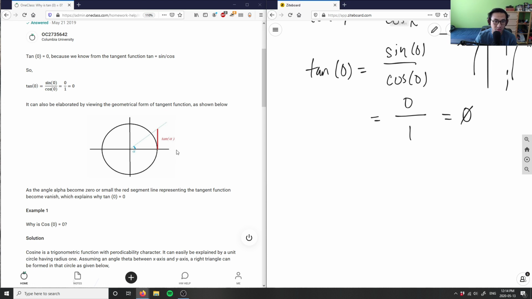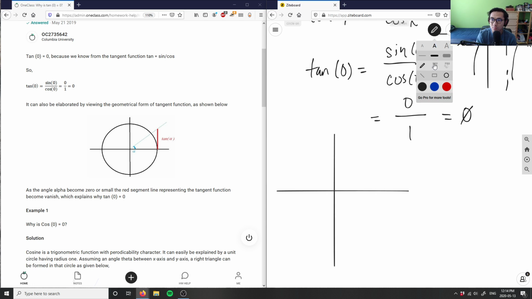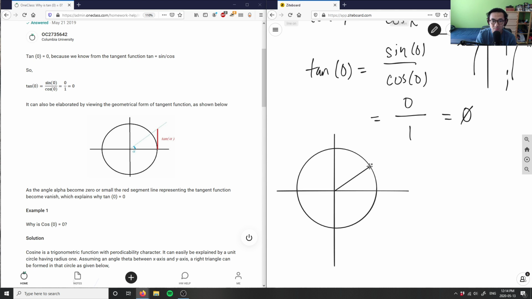And as you can see, they did a unit circle here. They have some type of triangle. So let me draw this out for you because it might look blurry on your screen here. So I have some type of circle here, and then there's a line here. This here is angle theta, you can say, and then this here would be tangent of theta.